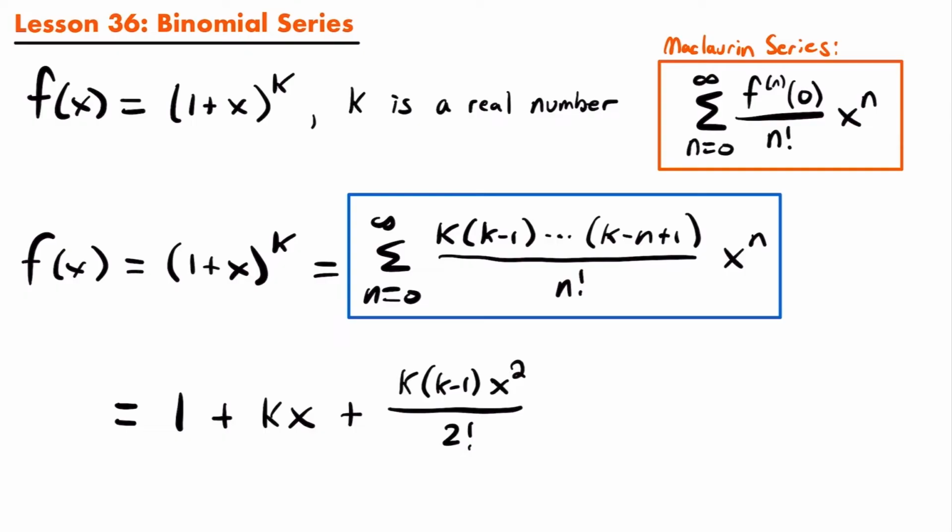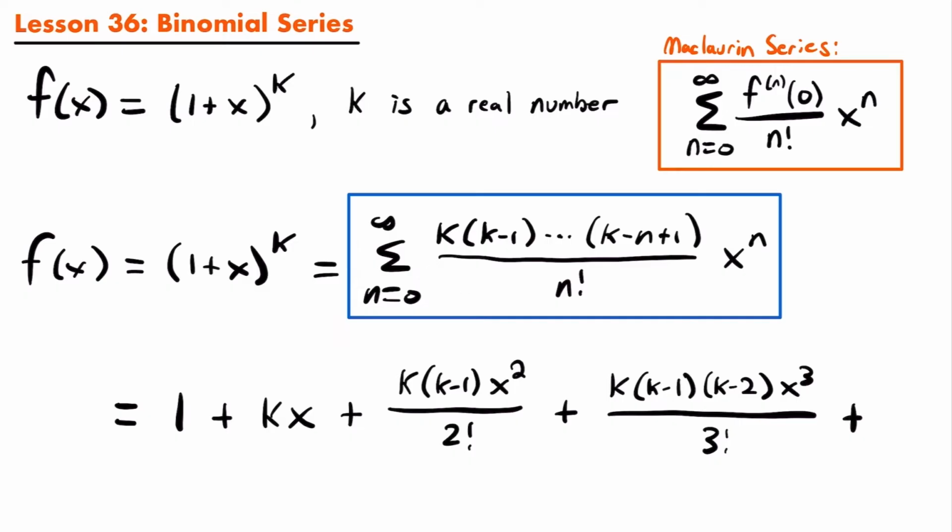Now, hopefully you can start to see the pattern that's occurring here. The next term is going to be k times (k minus 1) times (k minus 2) times x cubed divided by 3 factorial, right? n would be equal to 3 for this term, so we're going to multiply k times (k minus 1) times (k minus 2) and stop there because 2 is 1 less than 3. And then we have x cubed divided by 3 factorial.